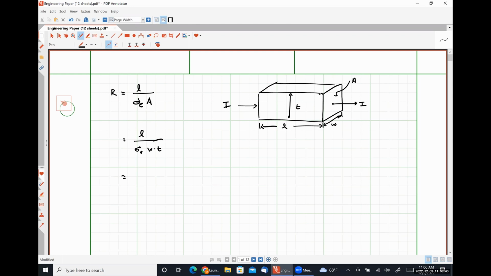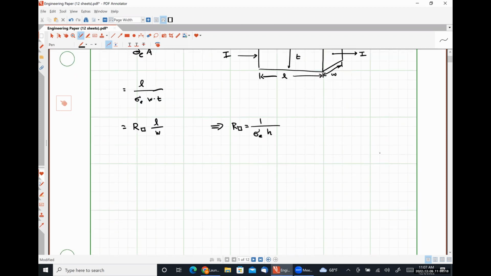So for a sheet resistance, the absolute resistance R is R square, the resistance per unit square, multiplied by the length dimension divided by the width dimension, which implies here that R square is equal to 1 over the electrical conductivity multiplied by the height.